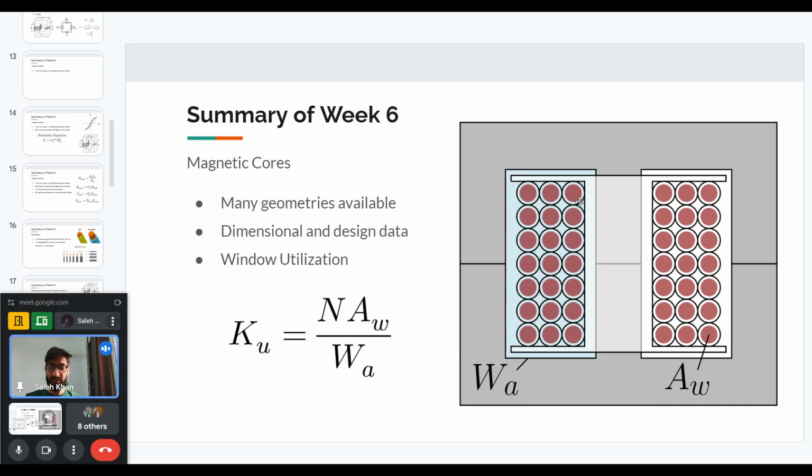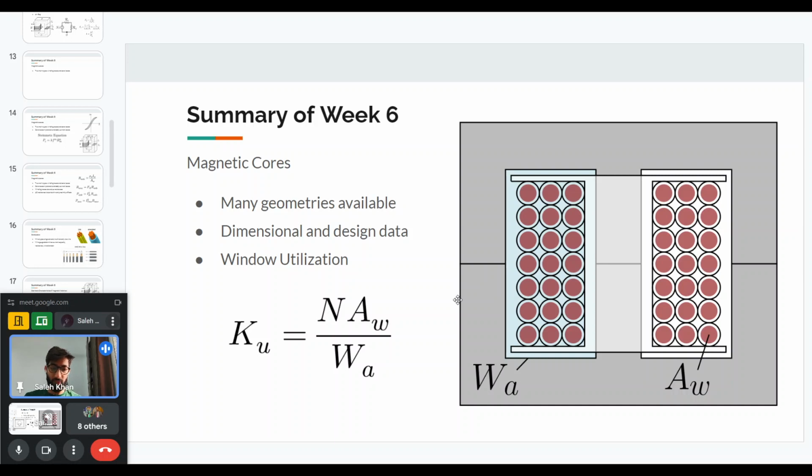So because of all these reasons, because of the presence of the bobbin, because of the insulation, the space that is left between the wires when we wind the wires, the entire area of this window cannot be utilized by the copper portion of the wire. So the ratio of the copper portion of the wire to the full window area is called the window utilization factor, or sometimes called the fill factor.